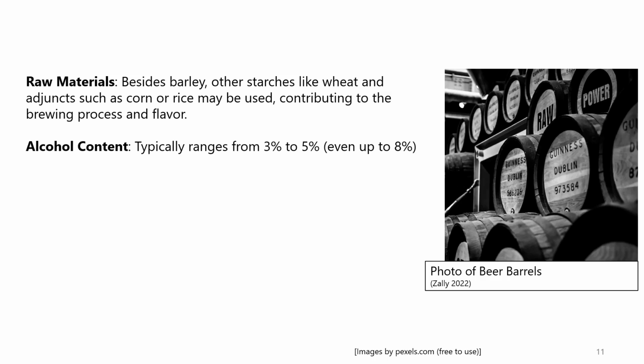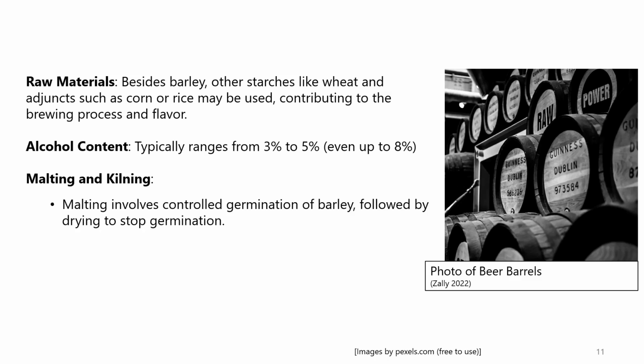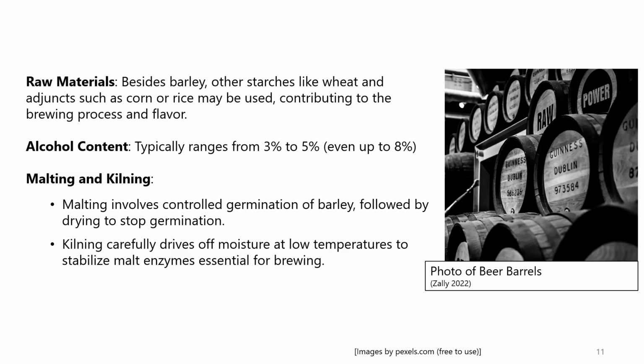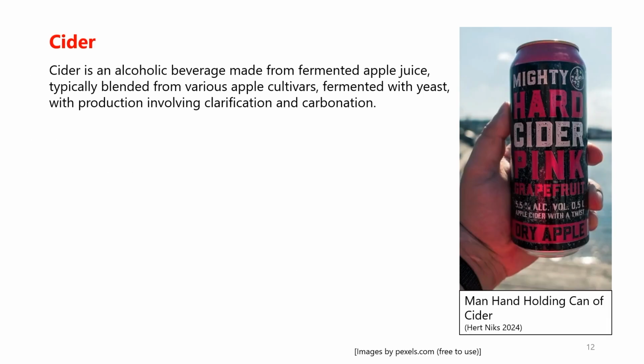Typically, beer has 3 to 5% or even up to 8% alcoholic content. Malting and kilning is important. Malting involves controlled germination of barley followed by drying to stop germination. Kilning carefully drives off moisture at low temperatures to stabilize malt enzymes essential for brewing.